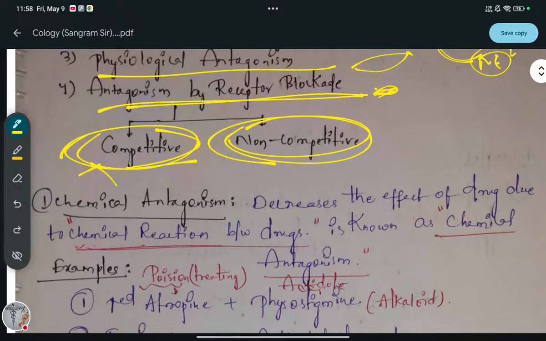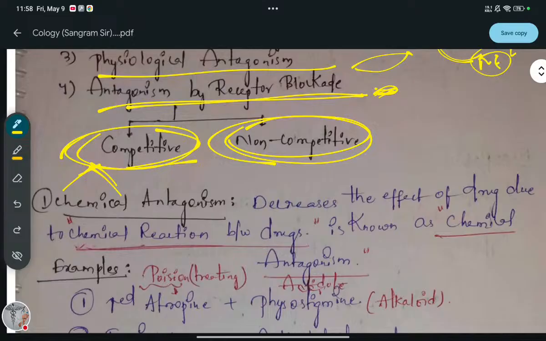Competitive antagonism is possible in two cases. Number one, if both the antagonists are having similar chemical structure, whether both the ligands, both the drugs, both the enzymes, or both the hormones, then competitive antagonism takes place. And number two, if both the antagonists are binding to the same receptor, then also competitive antagonism will take place.